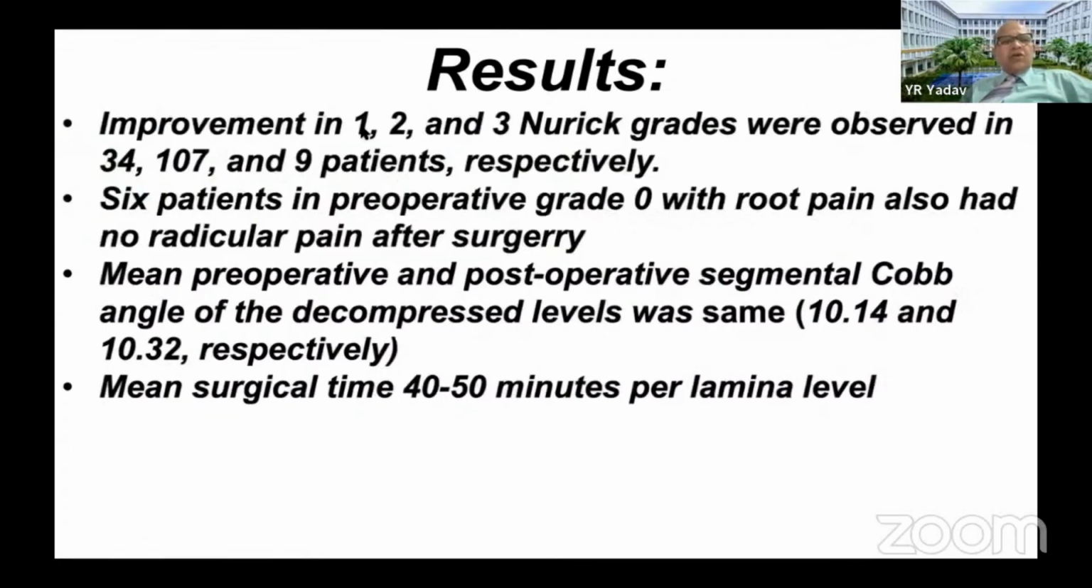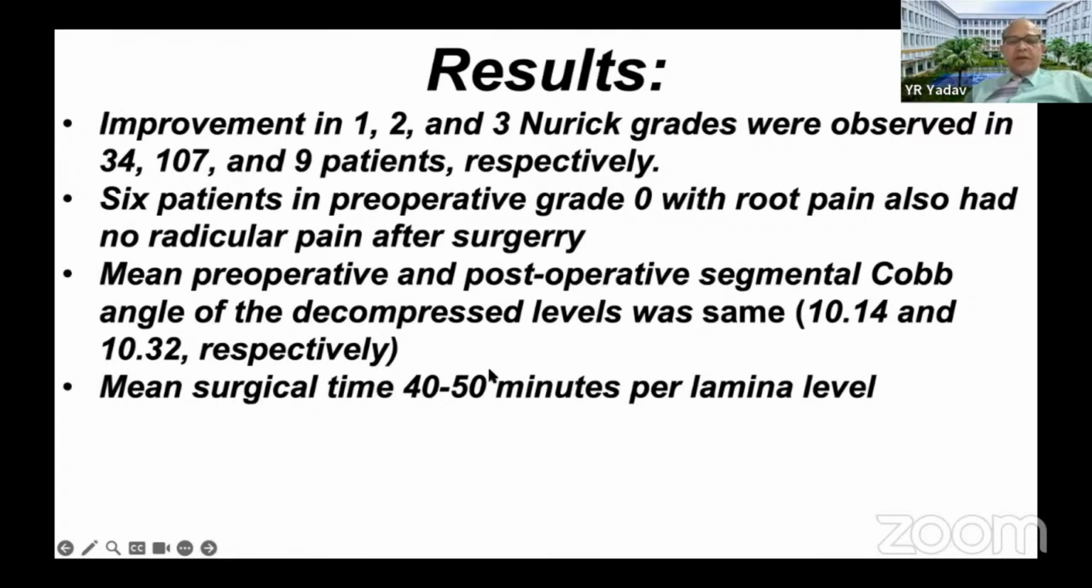So they improved, all of them, either 3 neuric grades or 2 or 1, but there were 6 patients in which there was neuric grading 0. So the zero cannot improve. They had root pain, only root pain, there was no myelopathy. So these patients also improved, although they remain in zero grading, but their root pain improved. The mean preoperative and postoperative Cobb angle at the decompressed level was also the same. So there was no kyphosis or any unstable spine in the follow-up.